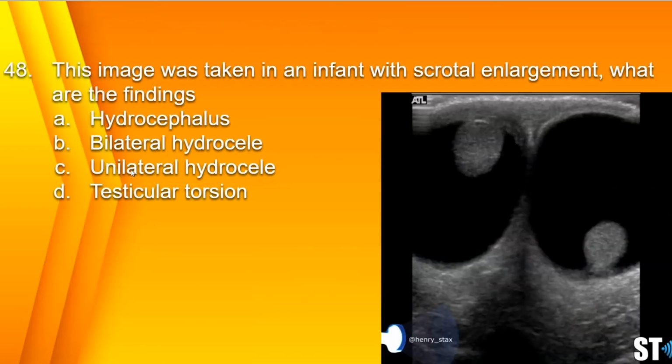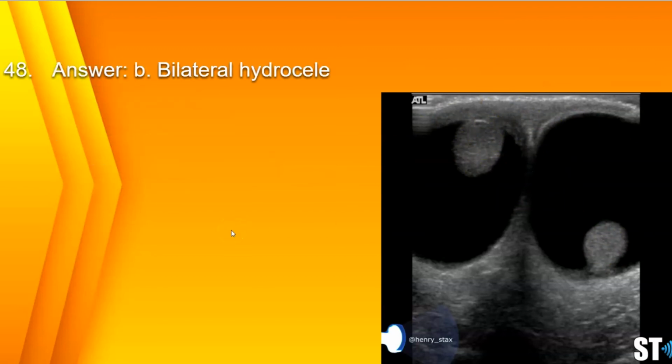Number 48. This image was taken in an infant with scrotal enlargement. What are the findings? A, hydrocephalus, B, bilateral hydrocele, C, unilateral hydrocele, or D, testicular torsion? All right, so this is an infantile scrotal ultrasound. You have two testicles with large bilateral hydrocele. So the answer is B, bilateral hydrocele.